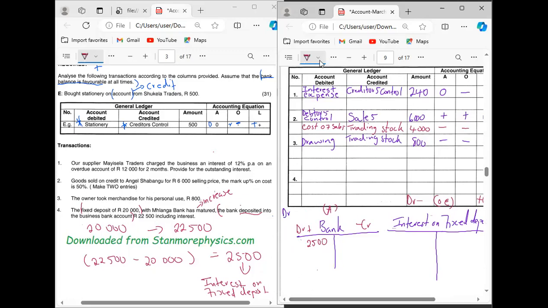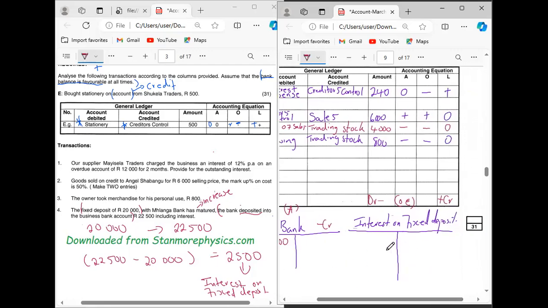Was interest on fixed deposit. And I just write it here. It was our interest on fixed deposit. And then one account is debited, another account must be credited. And then our interest on fixed deposit must be credited with how much? 2,500. And then we need to say it went to our bank account.